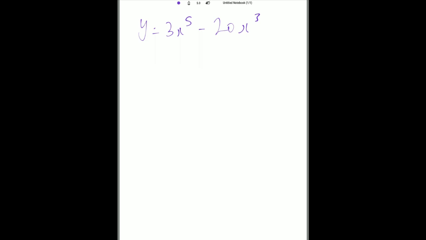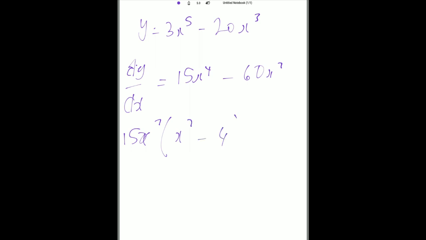So to fulfill our first objective of finding stationary points, we're going to be finding dy by dx and equating it to 0. So dy by dx would be equal to 15x to the fourth minus 60x squared. Now let's equate that to 0 and do some factorizing to determine the roots of this equation. So we have, let's factor out the 15x squared, and we're left with x squared minus 4 close bracket. And we're going to be equating that to 0. So what would the roots of this be? The roots would be x equals 0, x equals 2, and x equals negative 2.